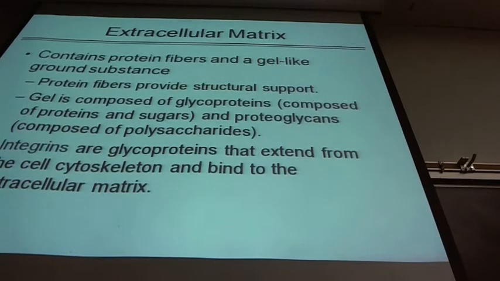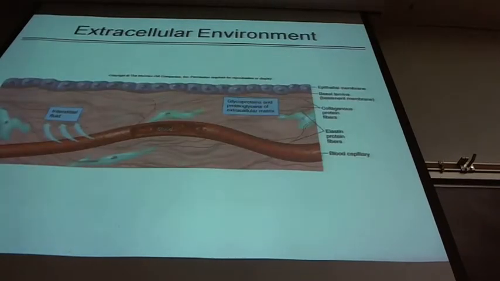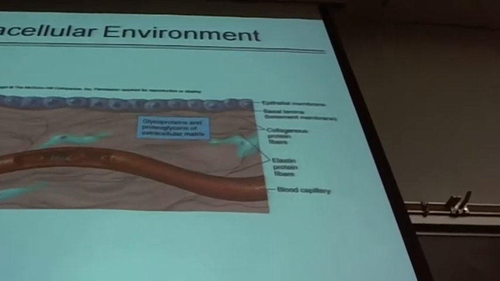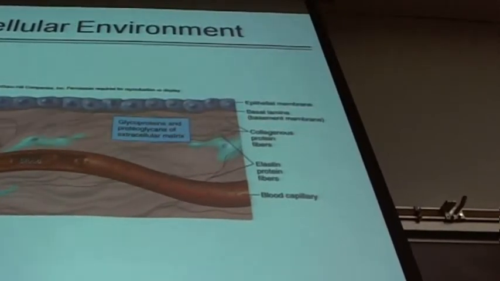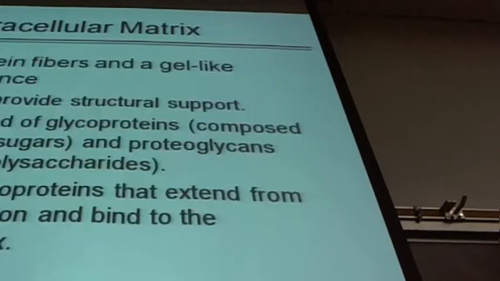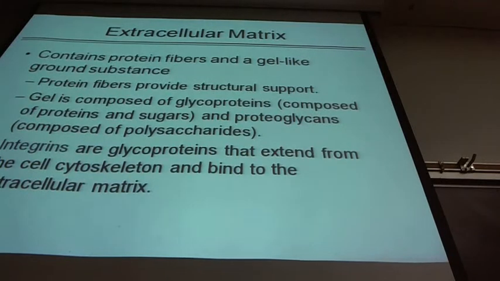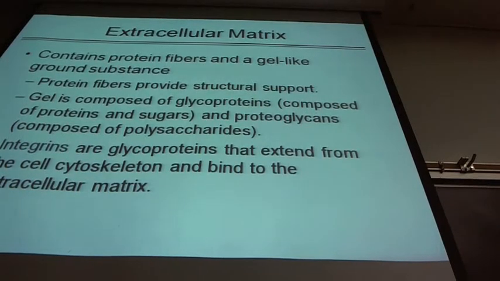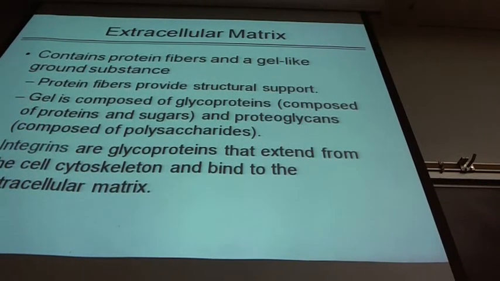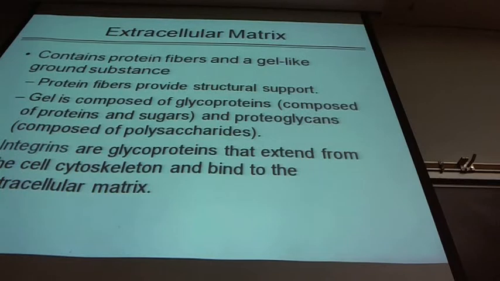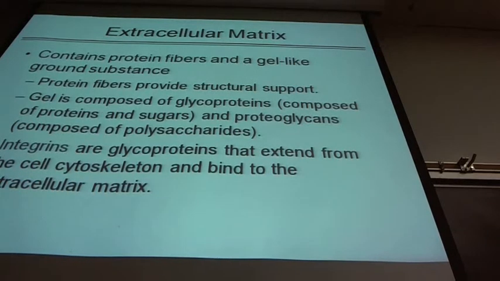Okay. Extracellular matrix. This is your extracellular matrix here. This is what makes up your extracellular matrix. It contains protein fibers and gel-like ground substance. Protein fibers provide structural support. Collagen is one of them, in the matrix. Glycoproteins, proteoglycans, a type of polysaccharide. Integrins are glycoproteins that extend from the cell cytoskeleton and bind to the extracellular matrix.